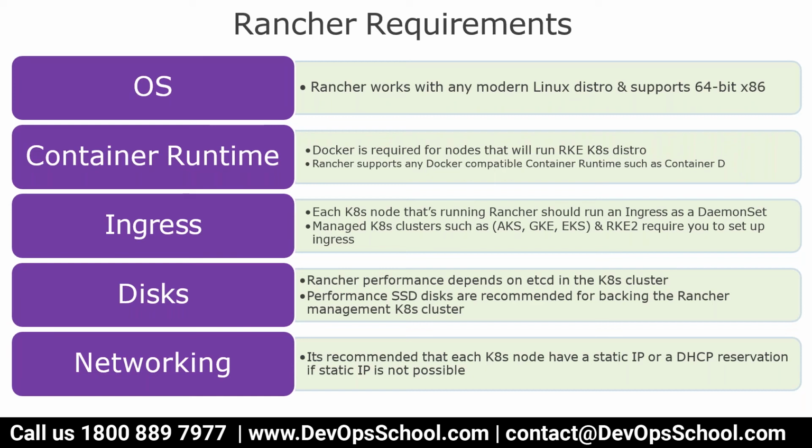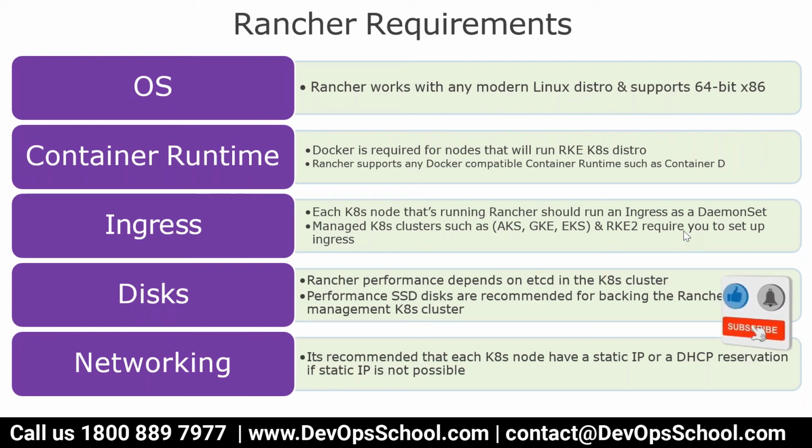You need an ingress also. Right now we will go without an ingress, but in future we need one because we can't have multiple load balancers. An ingress can be set up with a public open source ingress, for example Nginx. We can also get an ingress from a cloud platform; application load balancers act like an ingress, so that can also be used. Each Kubernetes node running Rancher should run an ingress as a daemon set. Okay, that is important. Managed Kubernetes clusters such as EKS, GKE, and RKE2 require you to set up ingress.